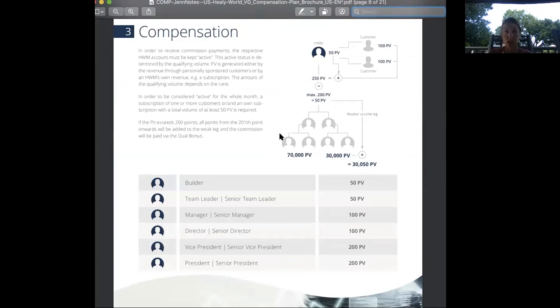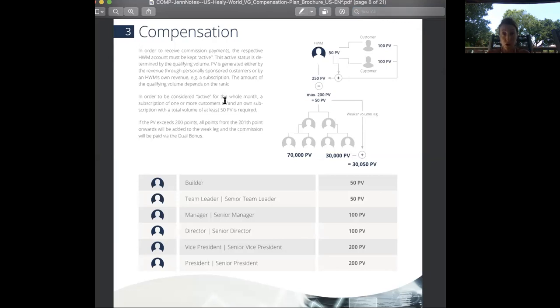Basically, to receive compensation, you need to be considered active. You can see that right here: your Healy World member account must be kept active. I'm not going to read this word for word because you can certainly do that. But what this means is that in order to stay active, you need to have 50 PV from either yourself or your customers. So your personal purchases, your personal subscriptions, and those of your customers. Now, not your members. Customer versus member was discussed in the terminology video, but anything that your customers purchase, whether an initial purchase or a subscription, also counts towards your PV.